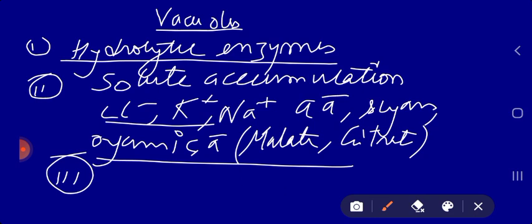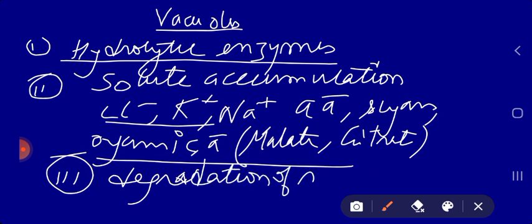Due to the presence of low pH, the degradative enzymes also act in the vacuole, so they cause degradation of macromolecules. I'm writing it here. They cause degradation of the macromolecules, right?